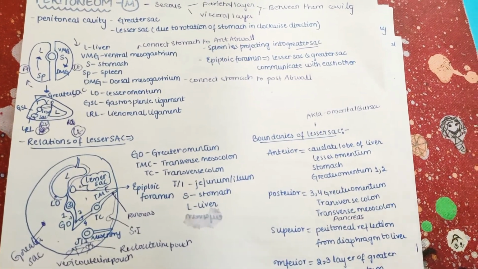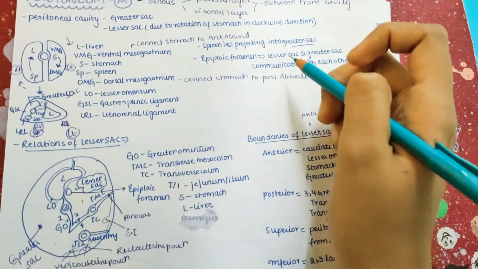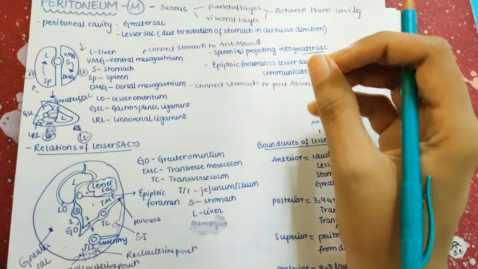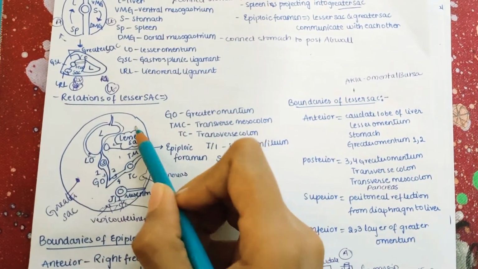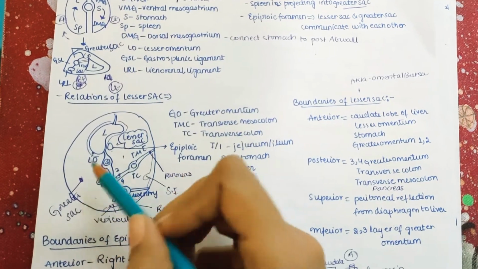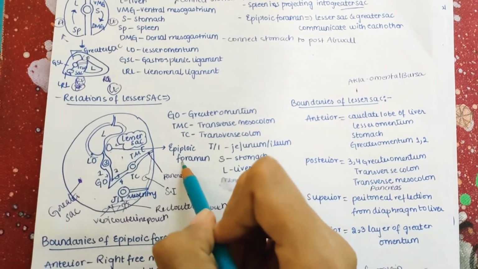Next, coming to the epiploic foramen. What is the epiploic foramen? It connects the lesser sac and greater sac with each other. In this diagram, you can clearly see this is the epiploic foramen and this is the lesser sac. This is the greater sac. So this lesser sac can now communicate with the greater sac by means of the epiploic foramen.